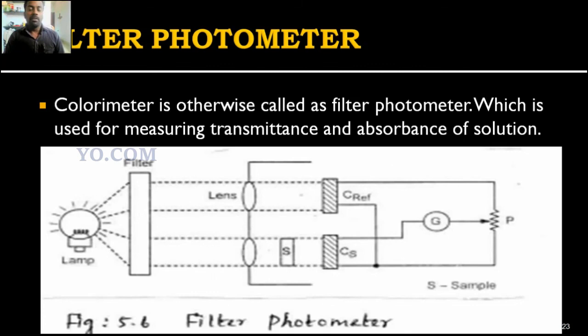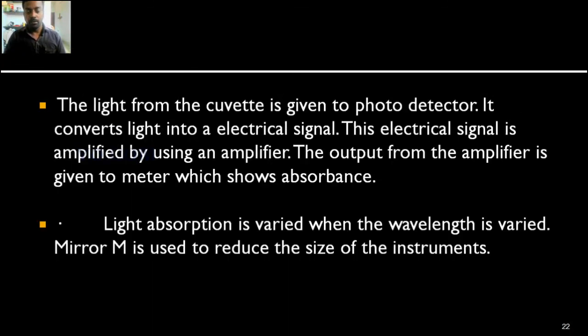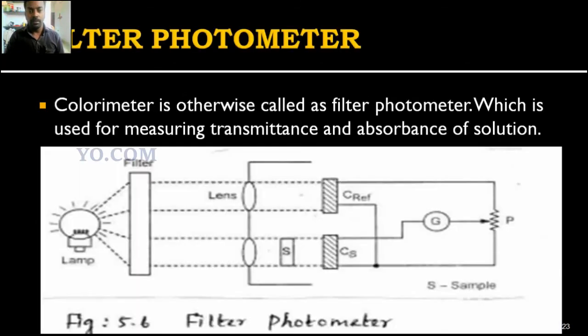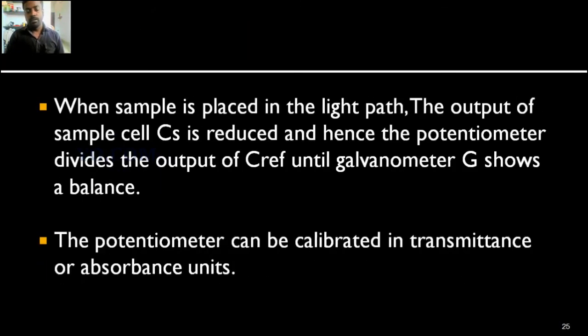Actually, in photometry we have studied three different types: filter photometer, spectrophotometer, and flame photometer. The flame photometer is also called a sodium potassium meter. These two are very important and also very easy topics.